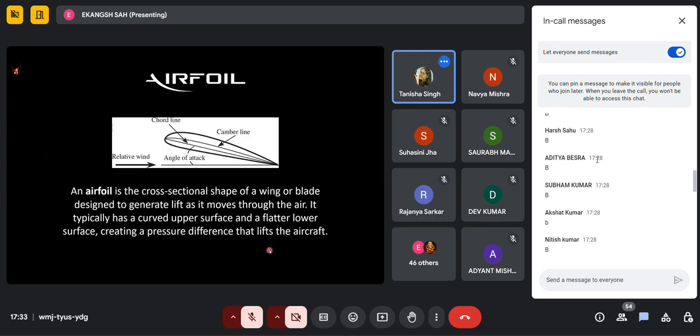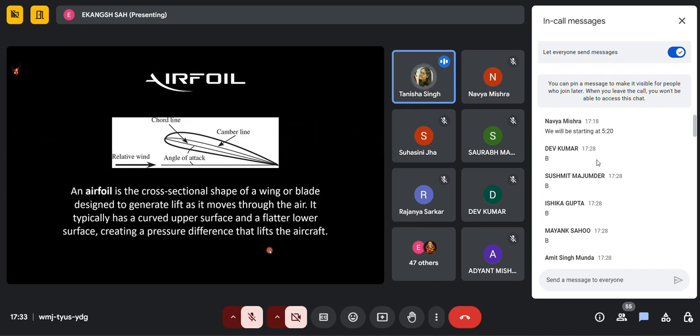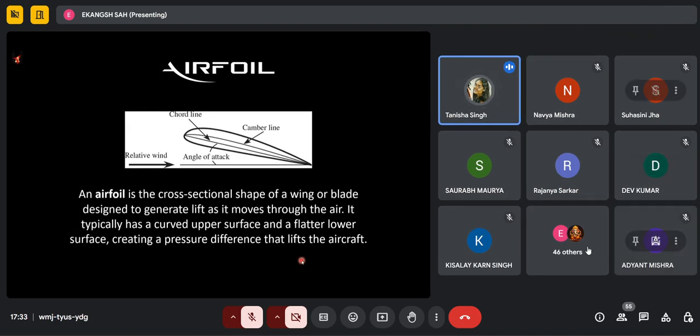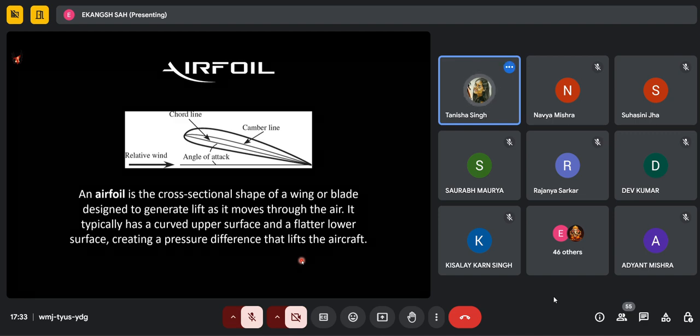Moving forward, the next topic that we are going to cover is the airfoil. An airfoil is basically a shape that is designed to produce lift. In other words, it's the shape seen in a slice of a wing. Besides the wing, propellers and the tail surfaces are also airfoils. But you need to remember that an airfoil is just the shape and not the wing itself, so it must not be confused with the wing.